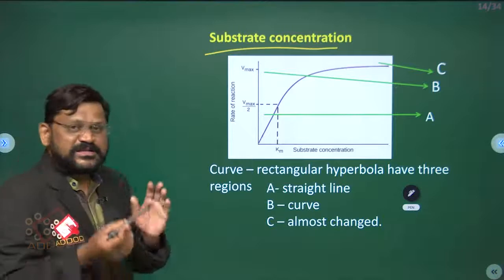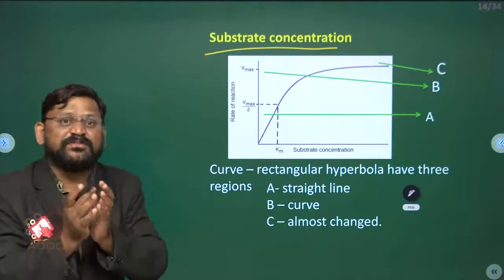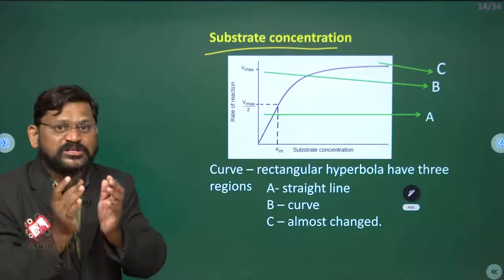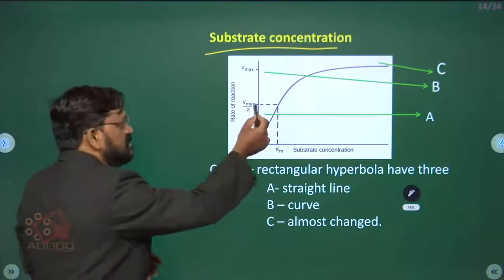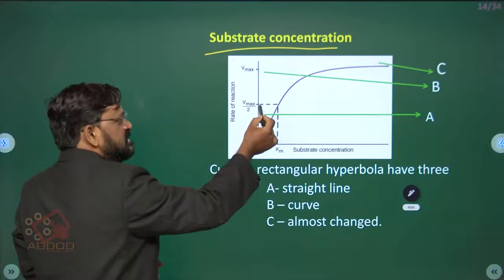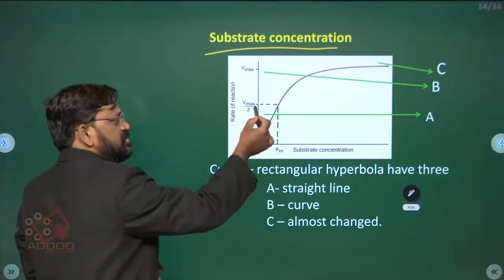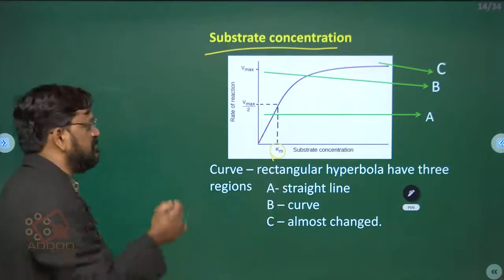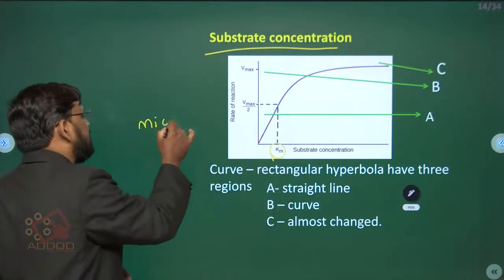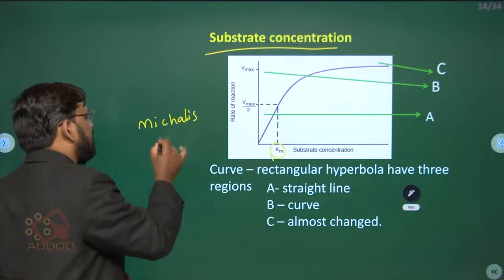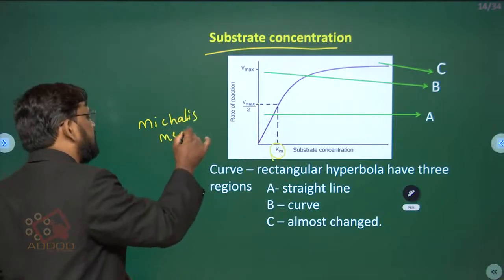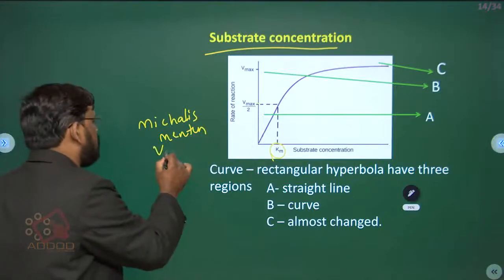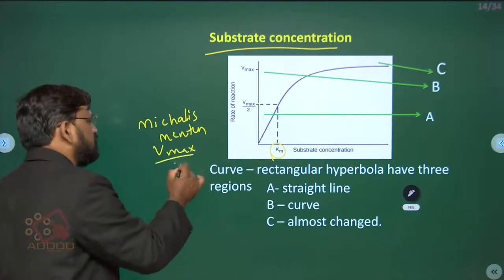Remember, the substrate required to cause half of the maximum reaction. Again, I am repeating, the substrate required to cause half of the maximum reaction. Here you see, this is the entire reaction, this is half reaction. The substrate concentration required to cause half of the reaction is called Km. Km can also be called the Michaelis Menten constant, or Km value, which is also called Vmax by 2.